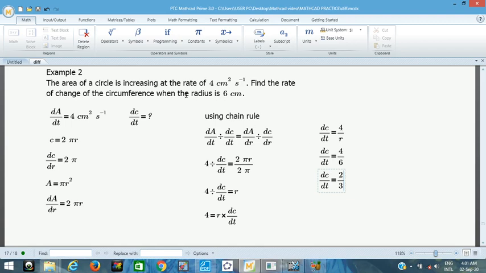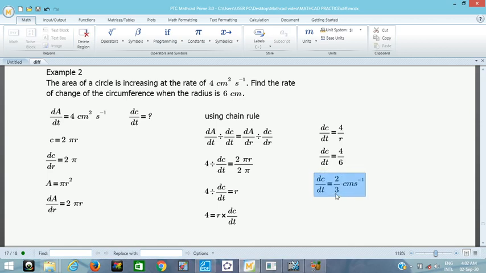And what is the unit change in circumference? Circumference is also unit of length, that is centimeter, divided by time, centimeter per seconds raised to power 1. Sorry. So this is the answer, 2/3 centimeter per seconds. So that is all with this question.